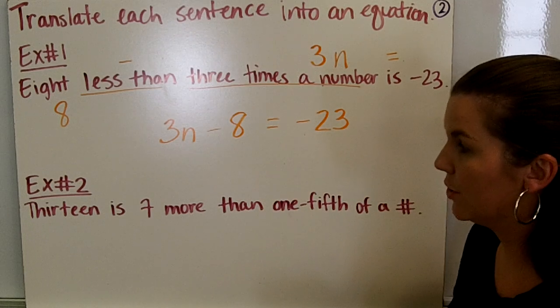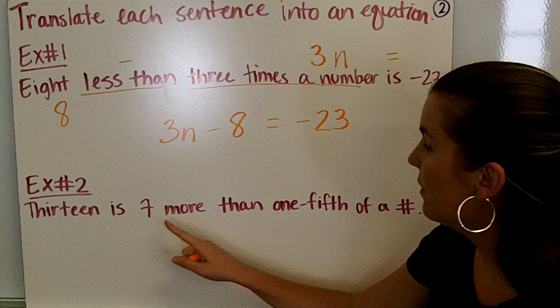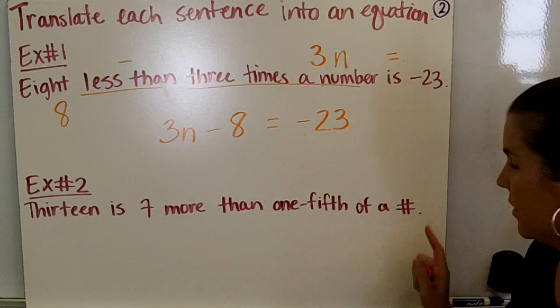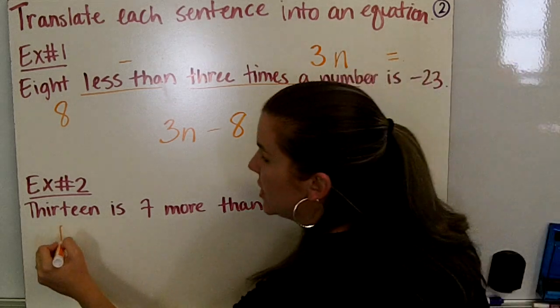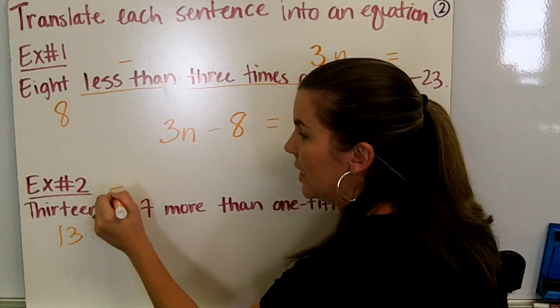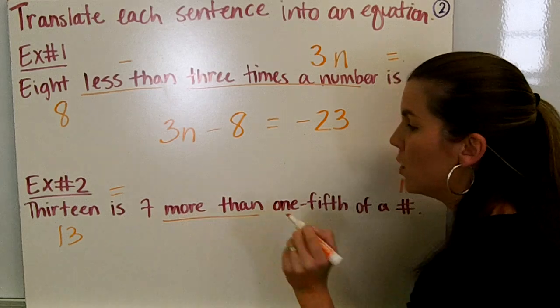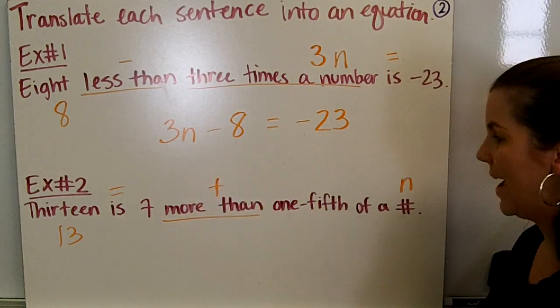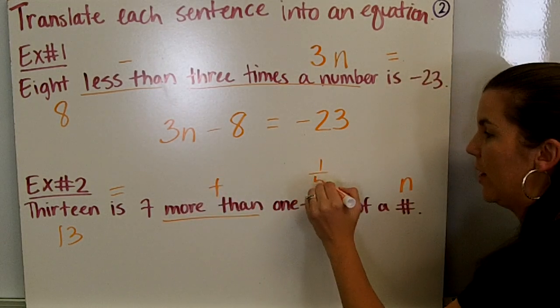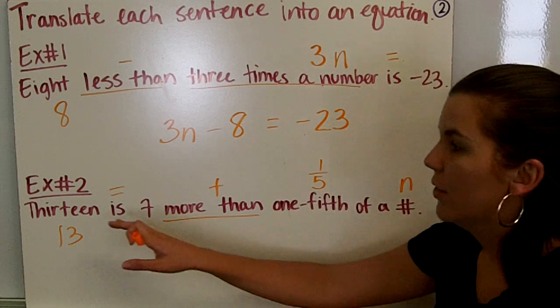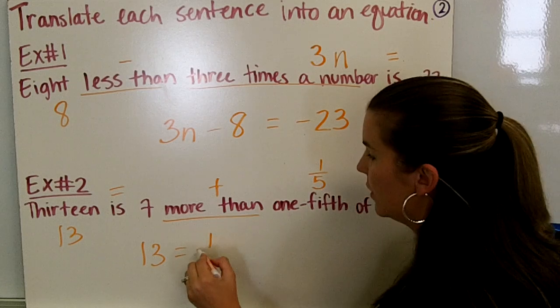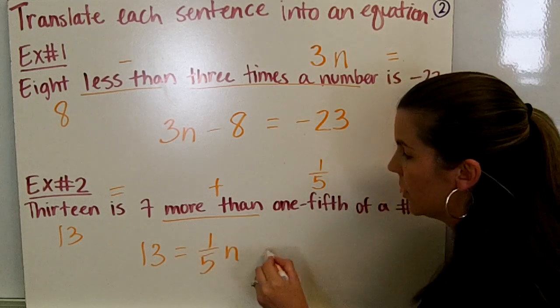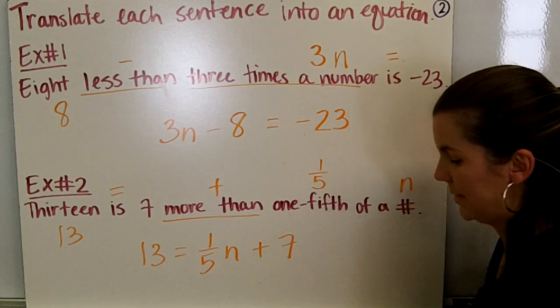Okay? Example number 2. 13 is 7 more than 1/5 of a number. So I'm going to call my number n again. 13 is, again, means equals. 7 more than. More than means we're going to add 1/5, write it in fraction form. 13 is 7 more than 1/5 of a number. 1/5 of a number, and then 7 more than that. So add 7 to it.